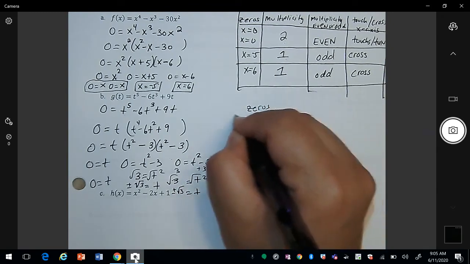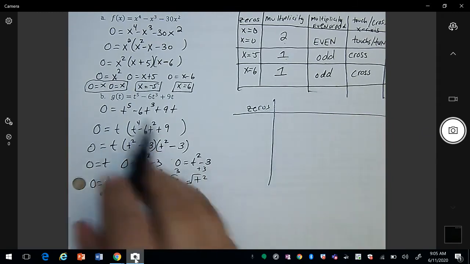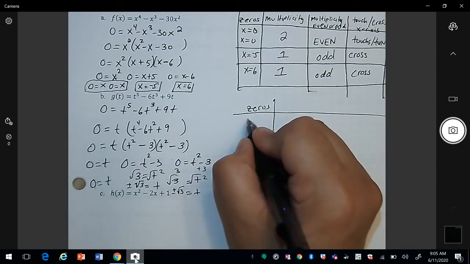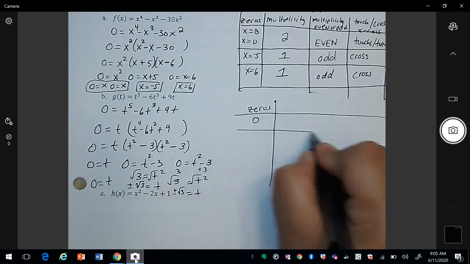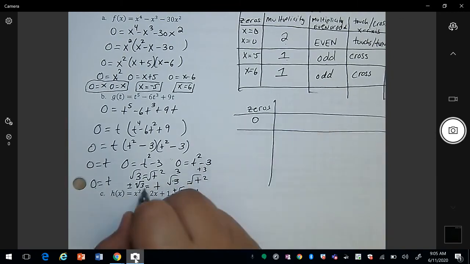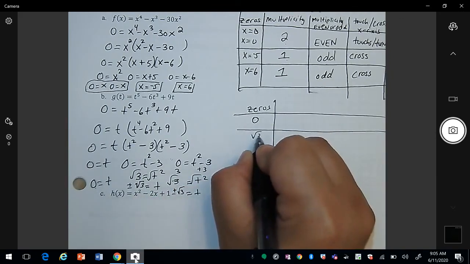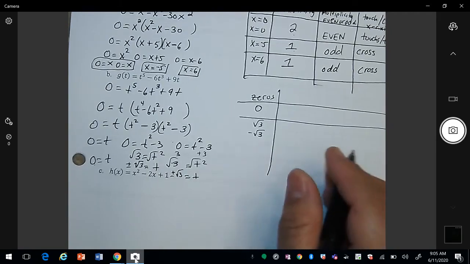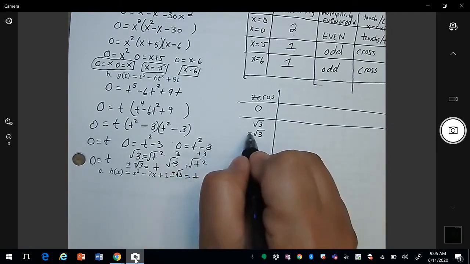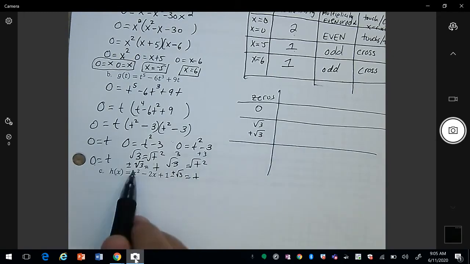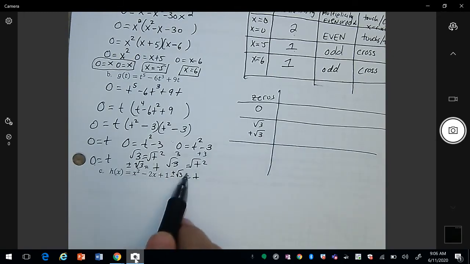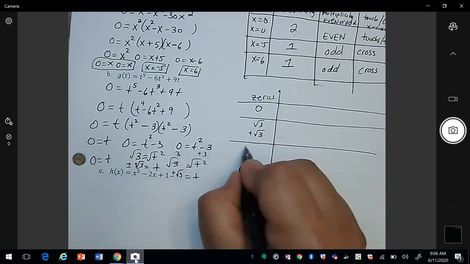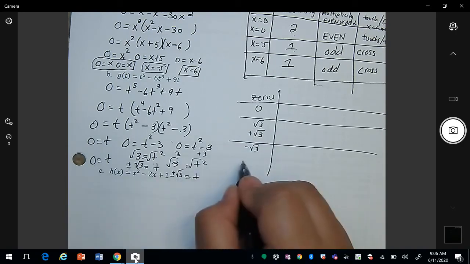So if we list our zeros, my degree is 5, so I should have 5 zeros. So one 0 is at t equals 0. Then for this t, I got square root of 3 and negative square root of 3. And so I'm just going to make this a positive one. Since I have a positive square root of 3 here and a positive square root of 3 here, I wrote it twice. And then I ended up with a negative square root of 3 and a negative square root of 3.